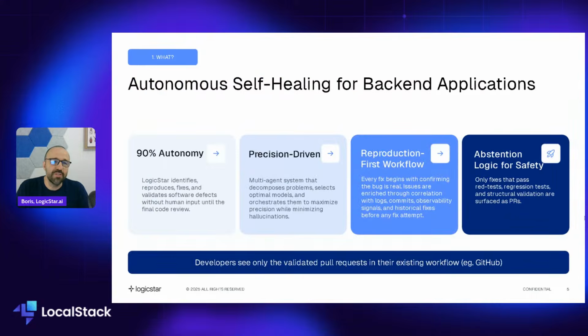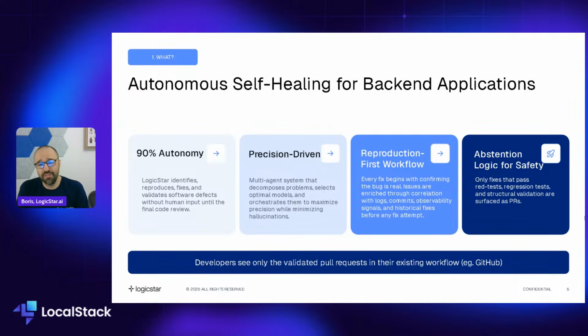Going to the problem specifically, what we're doing: autonomous self-healing for backend applications is the first focus. As I said, 90% autonomy. The idea is to identify, reproduce, fix, and validate all those software defects without us as humans having to waste time, and end up at a final code review step. We still maintain this, as I said, the 90%. We have to validate. We control the narrative and decide what goes to production.